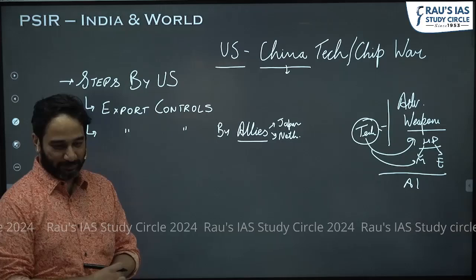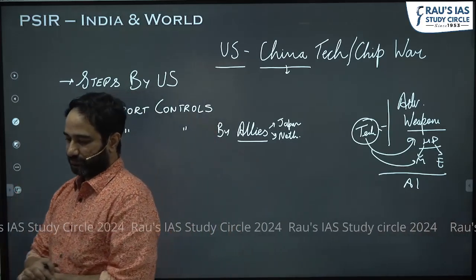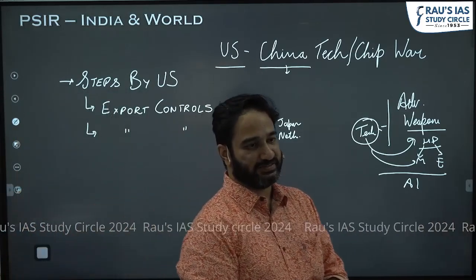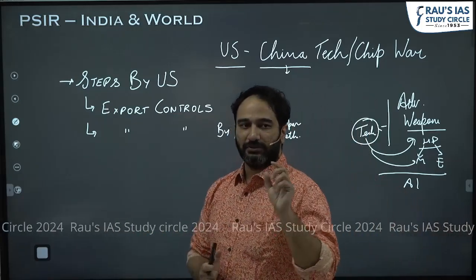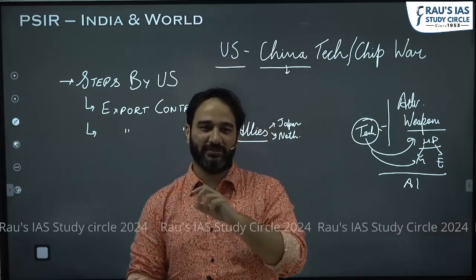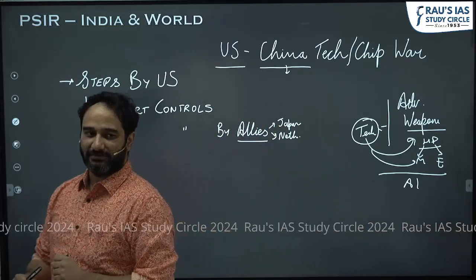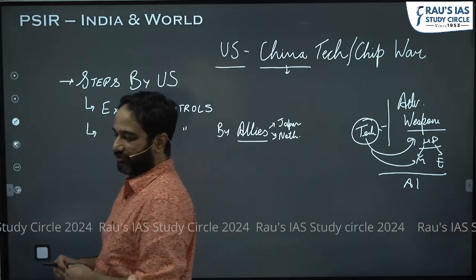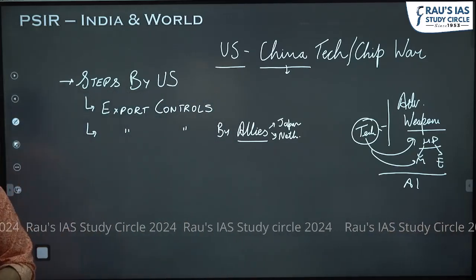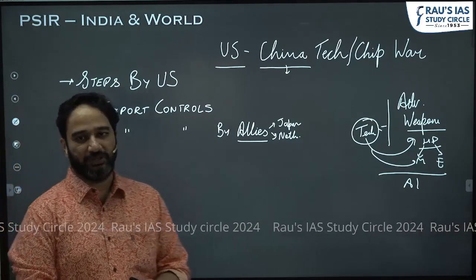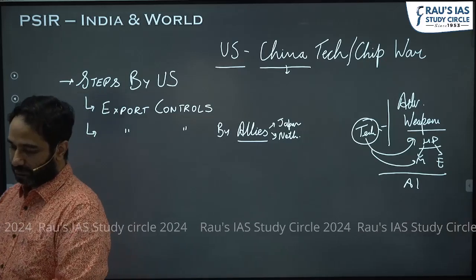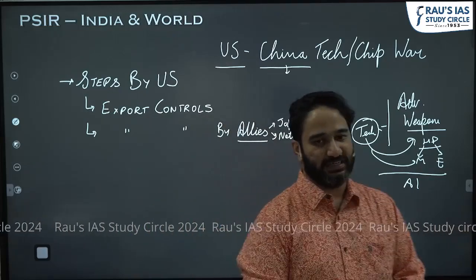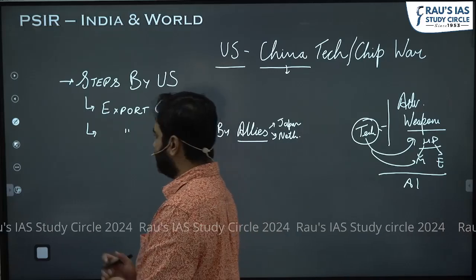Write down. Separate point. The US and its allies, and India, which is not an ally, have also put restrictions on Huawei. It is an aspect of decoupling.